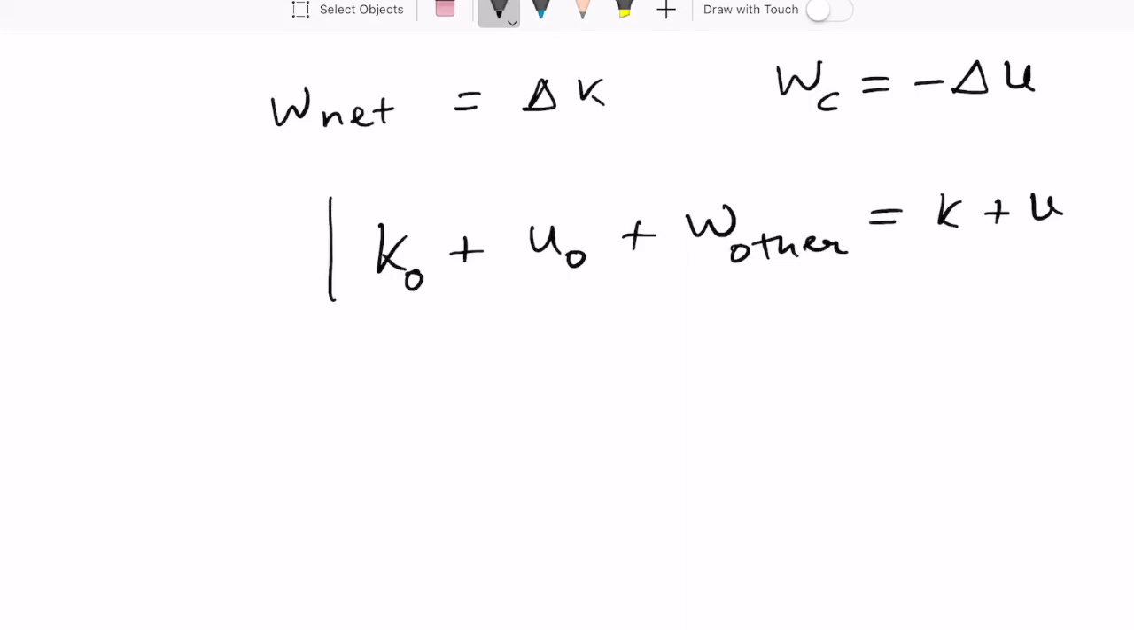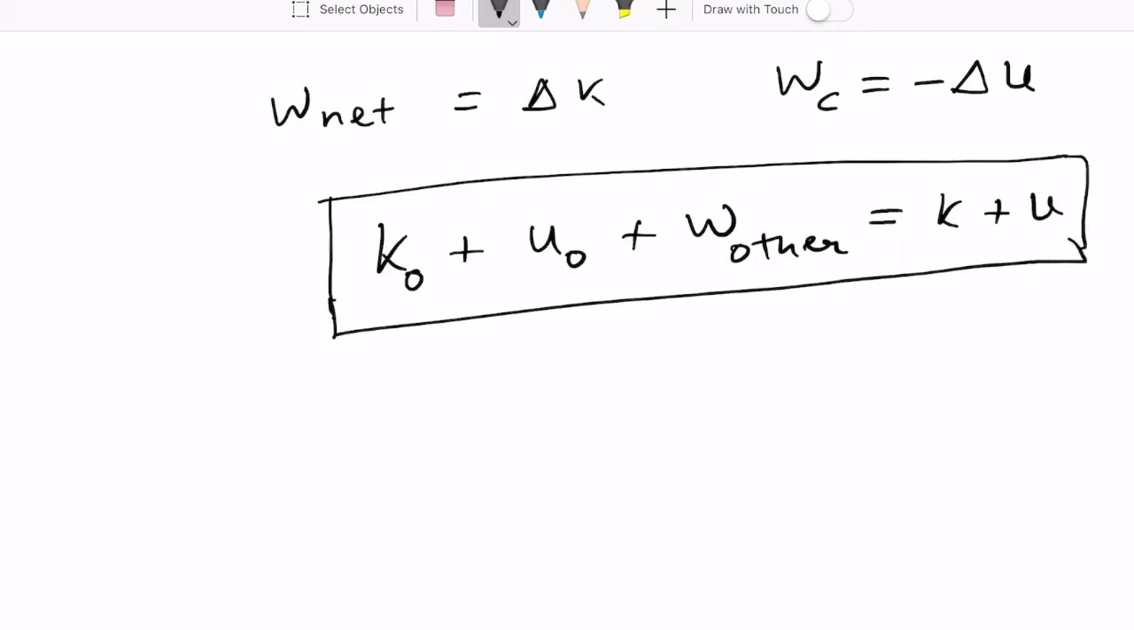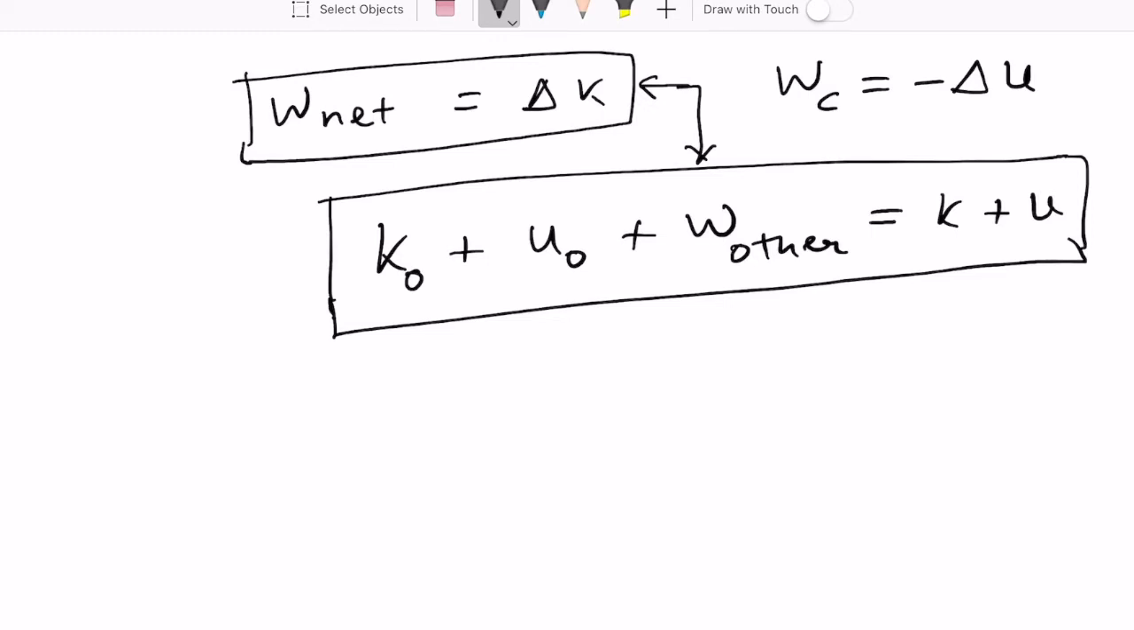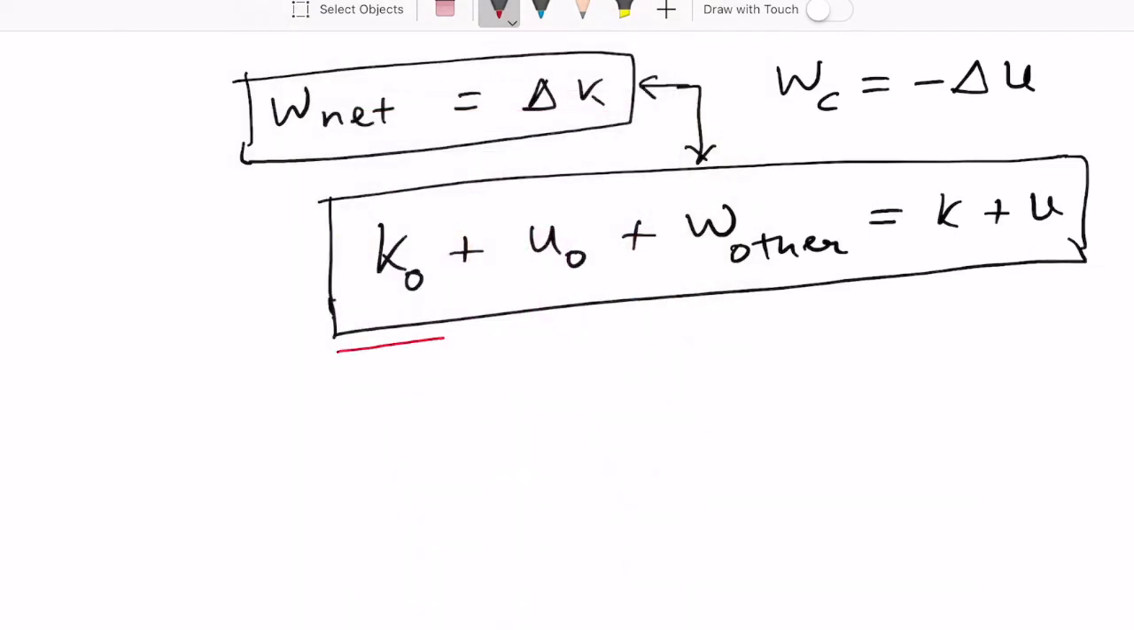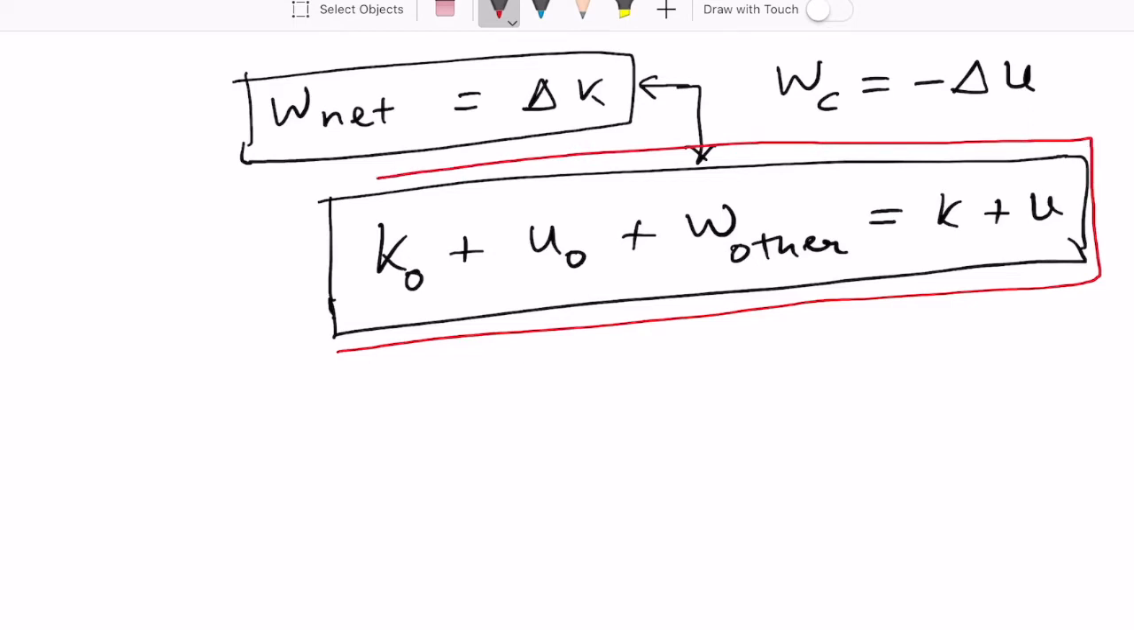This equation is called the equation of conservation of energy, and in physical content it's identical to the work kinetic energy theorem. So there's really no difference between the two, except that the conservation of energy equation is a lot easier to use. You can do every problem in chapters 6 and 7 just using the conservation of energy equation. So we will just be using this equation for doing all of our problems.